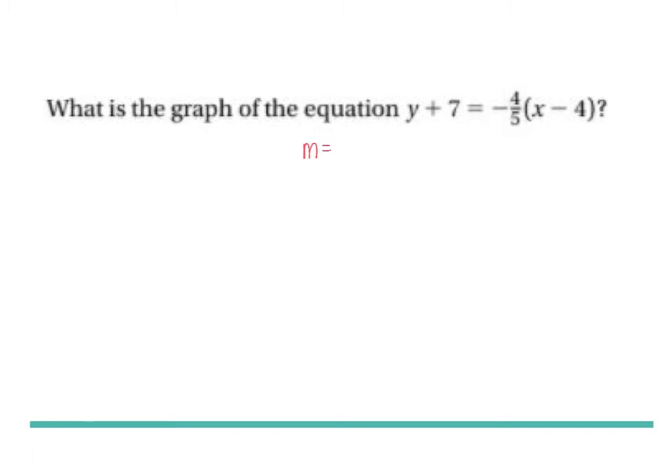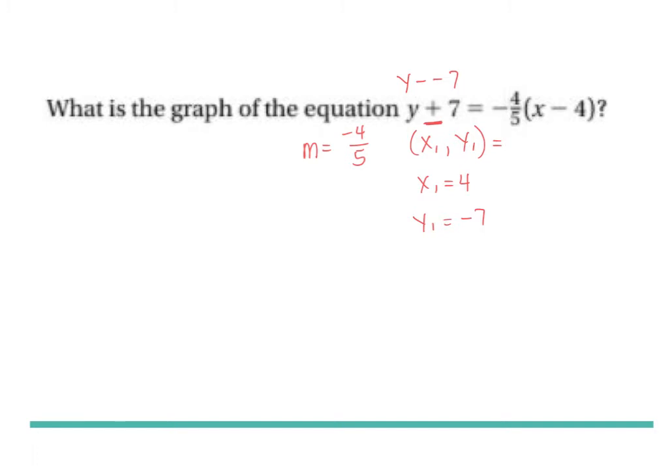What's my slope? Negative 4 over 5. x1, y1: what's my x1? 4. What's my y1? I heard 7. It's not 7. Negative 7. Why is it negative 7, guys? Is it because of the plus? Good. It's because of the plus sign. Because we write it as y minus negative 7, right?